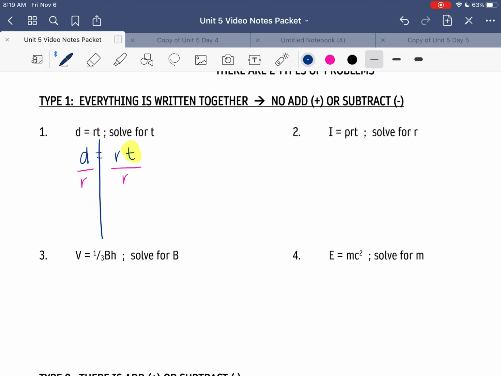The cool thing about literal equations is there's not a lot of times where you necessarily have to combine like terms or anything. So D divided by R, we're just going to leave as D divided by R. That does isolate my T though. Now I do have T by itself, which is what we mean when we say solve for T. So my answer here would be T equals D over R.